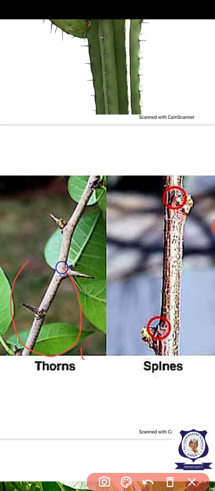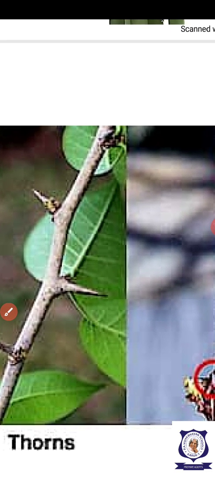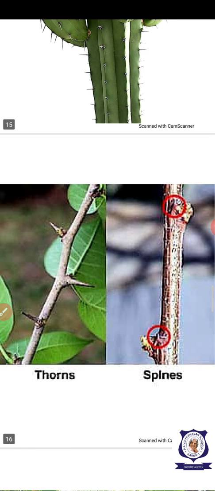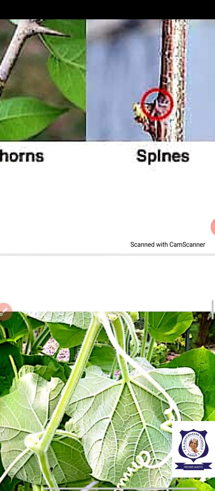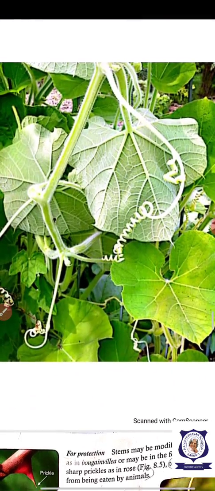That is giving protection for the plants which are having thorns or spines. Thorns, which plant can you see in? In the rose plant. Spines, which plant can you see spines in? In the karivela maram mutkal, you can see, no? Those are the thorns and spines.